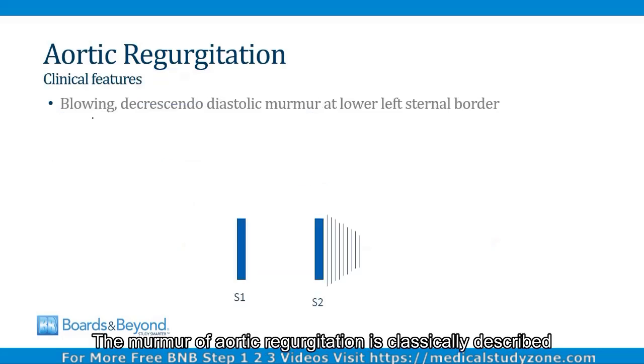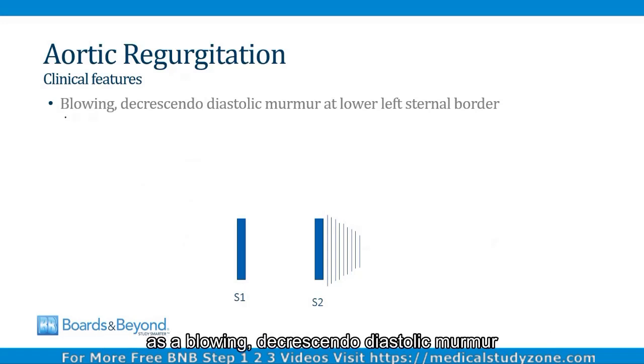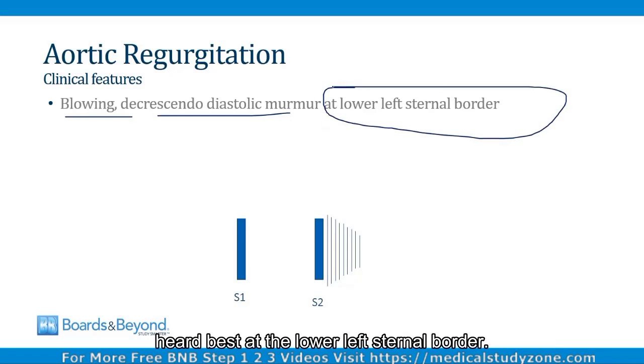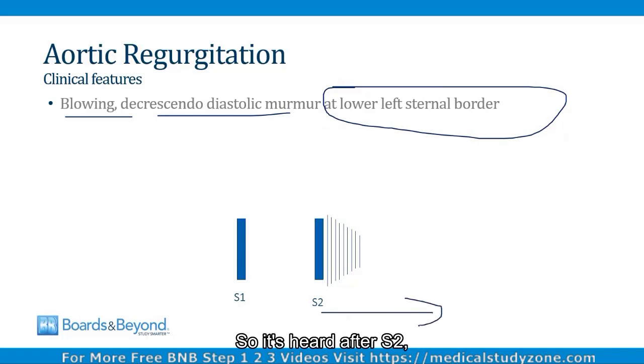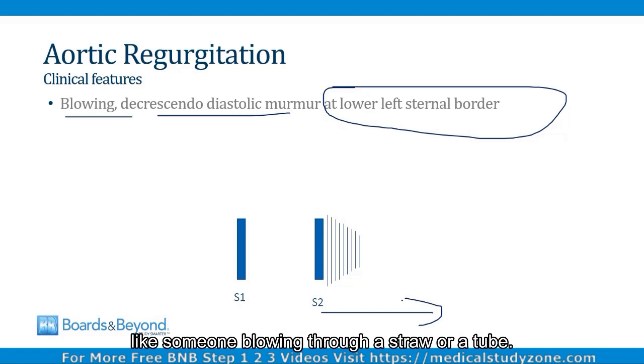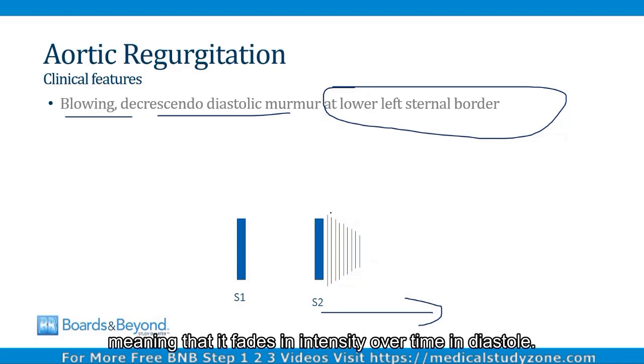The murmur of aortic regurgitation is classically described as a blowing, decrescendo diastolic murmur heard best at the lower left sternal border. So it's a diastolic murmur, so it's heard after S2. It's called blowing because it often sounds like someone blowing through a straw or a tube, and it's a decrescendo murmur, meaning that it fades in intensity over time in diastole.